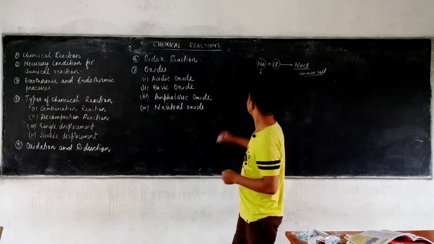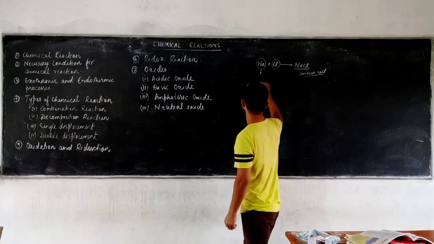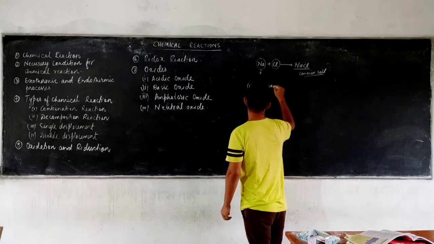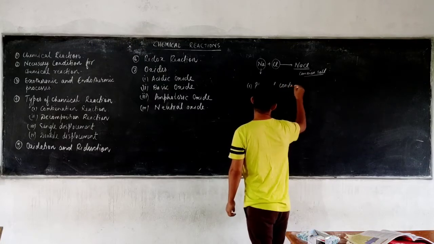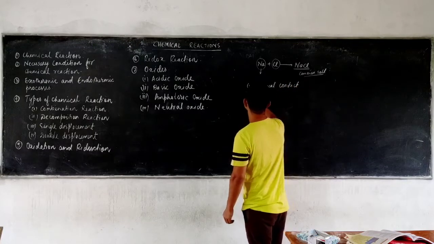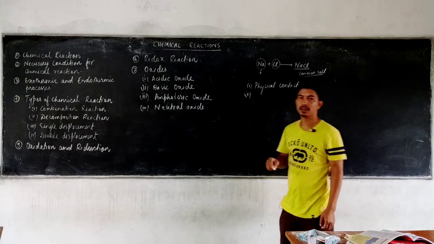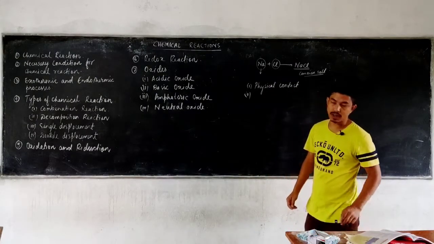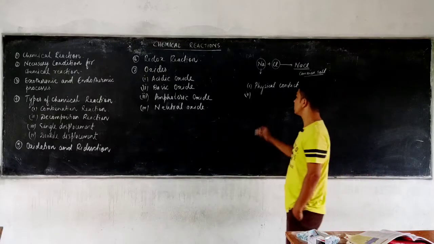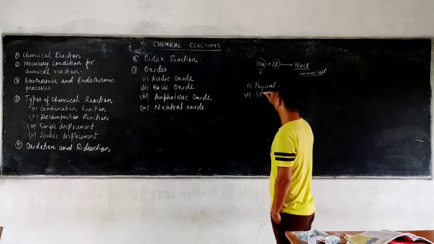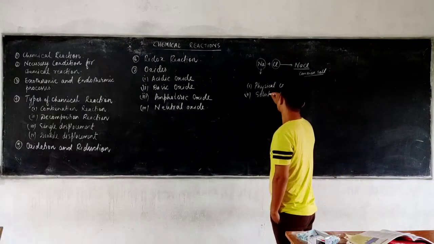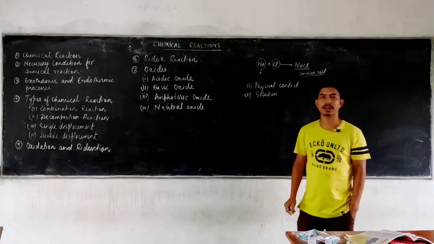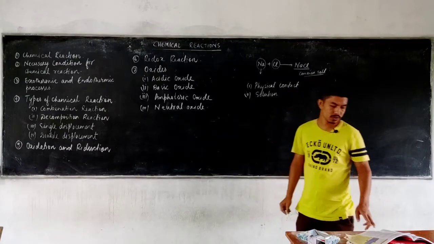Now, there are certain necessary conditions for a chemical reaction to occur. The first necessary condition is that the two reacting substances, the reactants, must be in physical contact. And sometimes chemical reactions occur only when the reactants are in solution form. So the second necessary condition is that sometimes the two reactants must be in solution form.